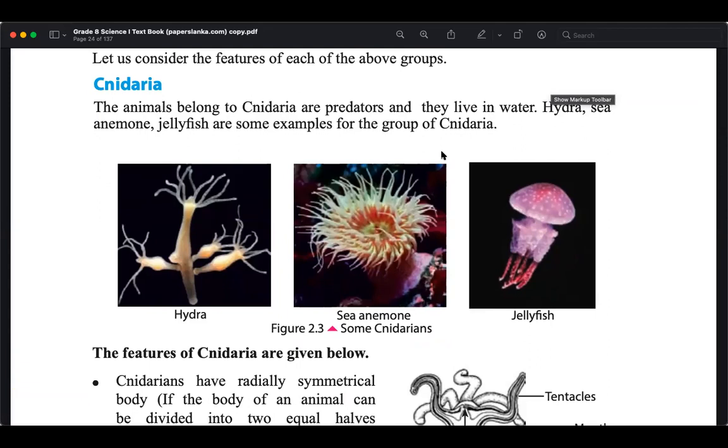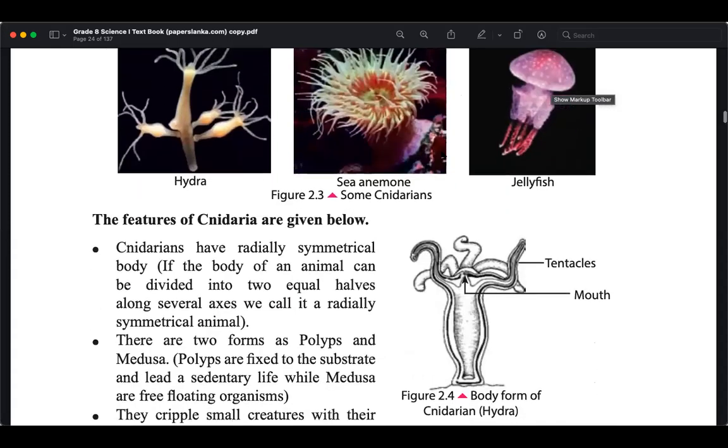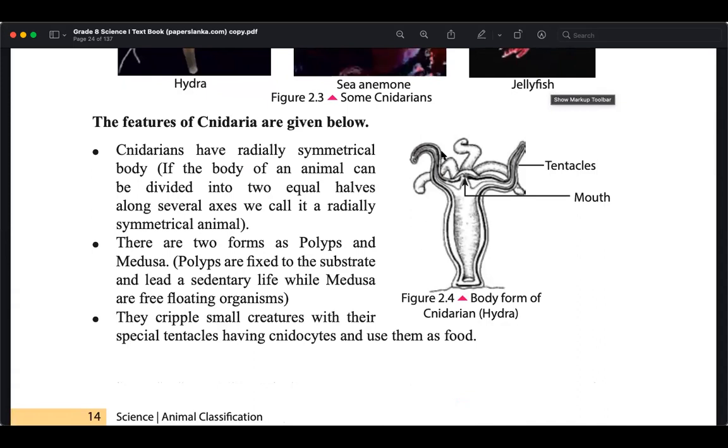But they are also taking some single-cell or unicellular or multicellular plants, the floating plants in the water. Mostly, though, they take other small animals as food, which is their nutrition source. And Cnidarians basically have symmetrical bodies.